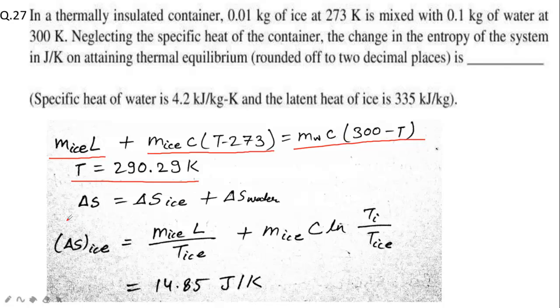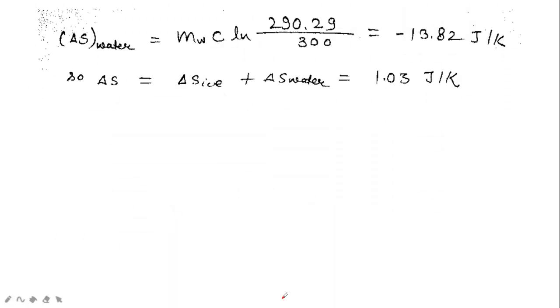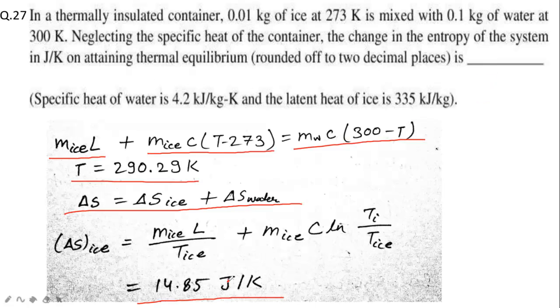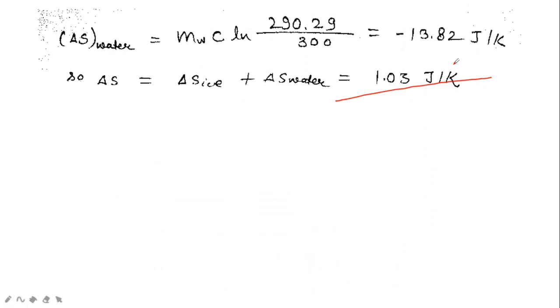Now the change in entropy will be the change in entropy of ice plus the change in entropy of water. You just put the values and you can get the answer, which is 14.85 joule per Kelvin. Moving ahead, they are solving and getting the results. You can do this one: delta S ice and delta S water. Delta S ice they have derived, delta S water we had derived, and then I'm just adding them, and I'm getting 1.03 joule per Kelvin.